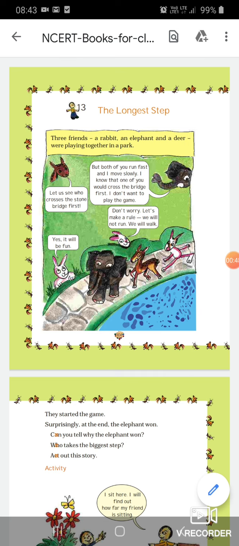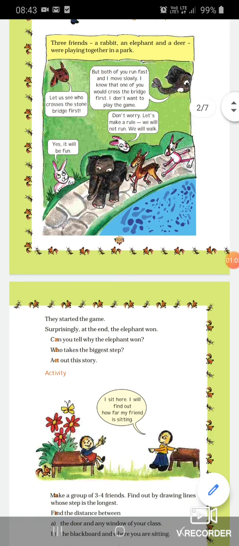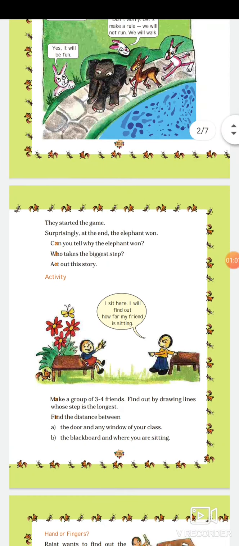Then Rabbit said, don't worry, let us make a rule. We'll not run, we'll walk. Then the other rabbit also said, yes, it will be fun. Then they started the game. Surprisingly, at the end, the elephant won.